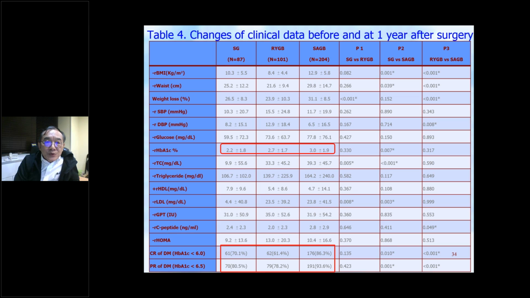Then we look at the different procedures. We compare the sleeve procedure, the Roux-en-Y bypass, and the mini or one anastomosis bypass. You can see the most important difference is the HbA1c reduction. There's a higher reduction in the one anastomosis compared to Roux-en-Y, and both of them are better than sleeve. So it makes a difference in diabetes remission. There's always a high remission rate in the single anastomosis or one anastomosis gastric bypass, and the Roux is always quite similar to the sleeve.